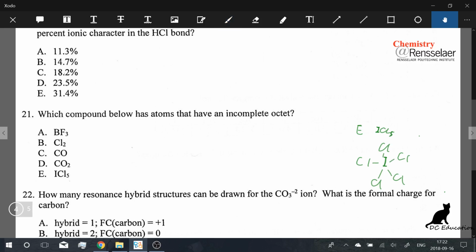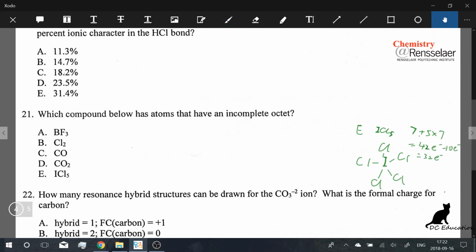Let's calculate how many electrons it has. Iodine has 7, with chlorines having 7 each. So iodine pentachloride has 42 valence electrons in total. And we used up 10, so there's 32 left.